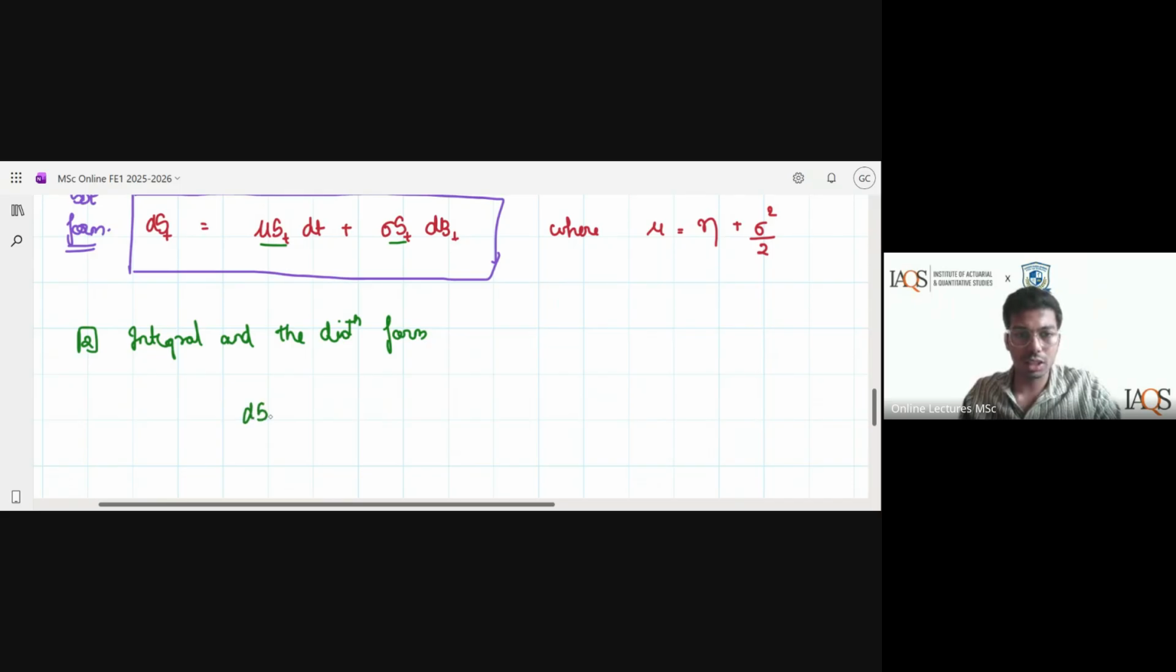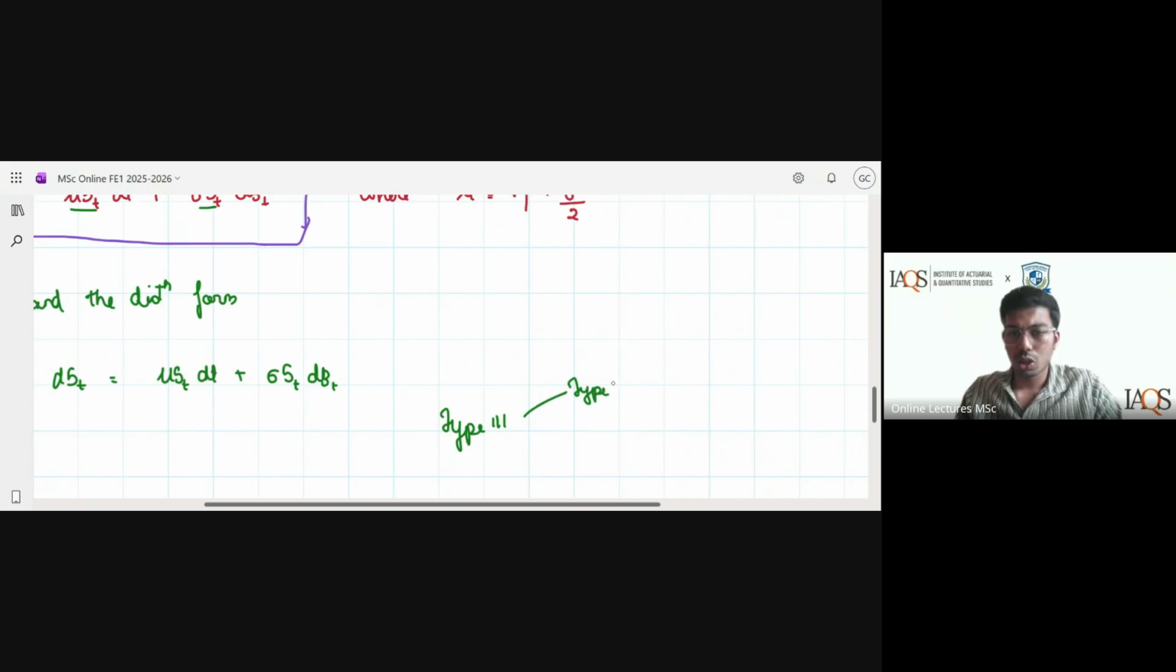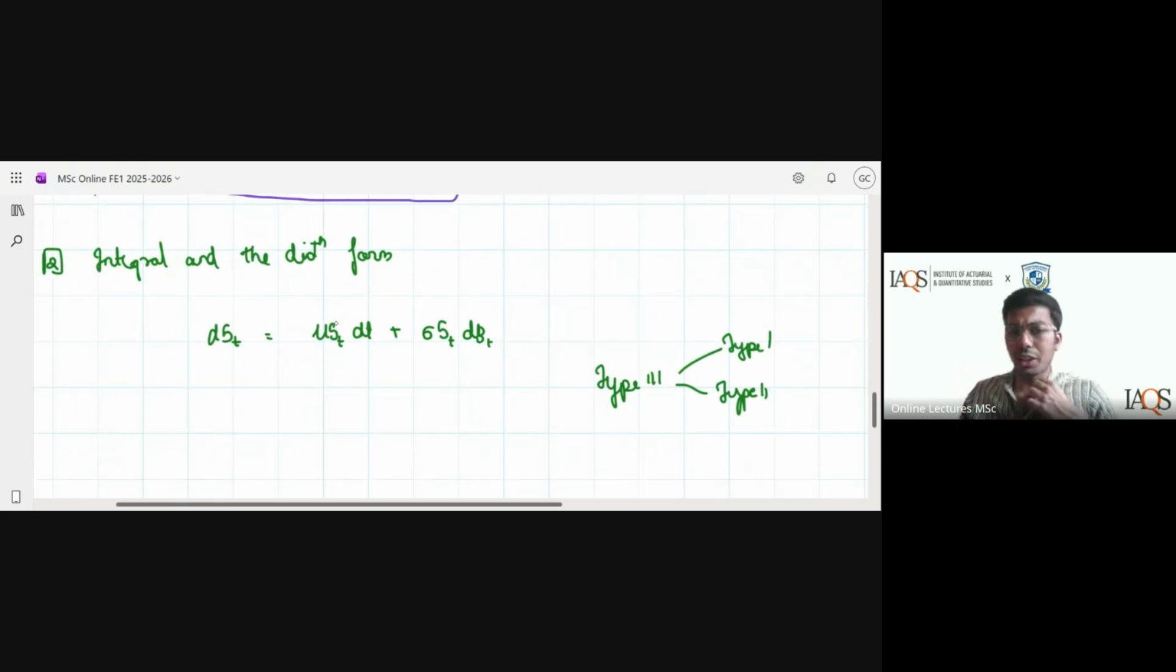Let's write at least the SDE. dSt is equal to mu St dt plus sigma St dBt. Now I don't know how to solve type 3 SDE, but I know if somehow I can get this type 3 to either type 1 or 2, then I know how to solve it. I'm comfortable in terms of that solving. Let's try to do that. What is the factor that is giving me problems? St? I'll remove St from the RHS. So I write this as 1 by St into dSt is equal to mu dt plus sigma dBt.